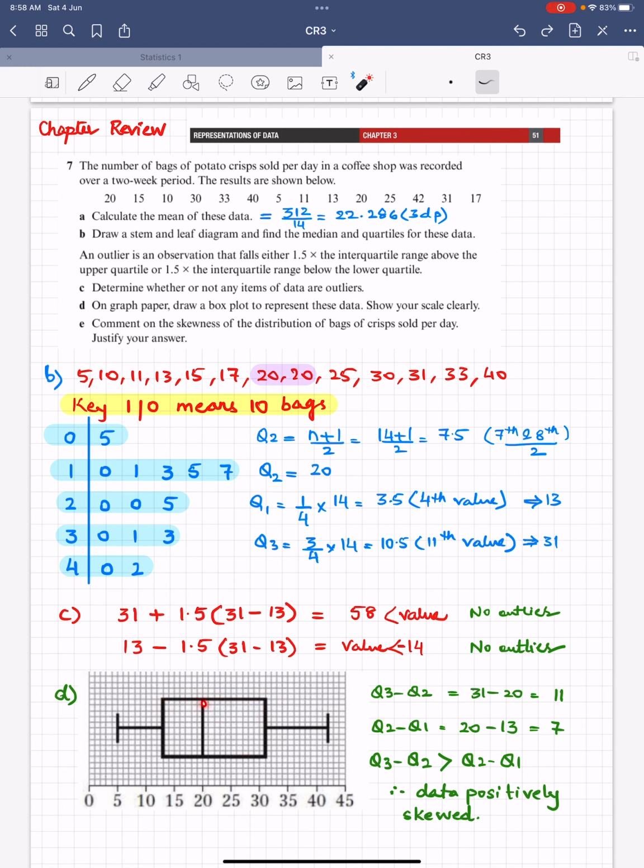Now we see that the right side of the box is having a greater area. This indicates that the data is positively skewed. And we can also write that by finding Q3 minus Q2, which is 11, and then Q2 minus Q1, which is 7. We see that 11 is greater than 7, therefore the data is positively skewed.